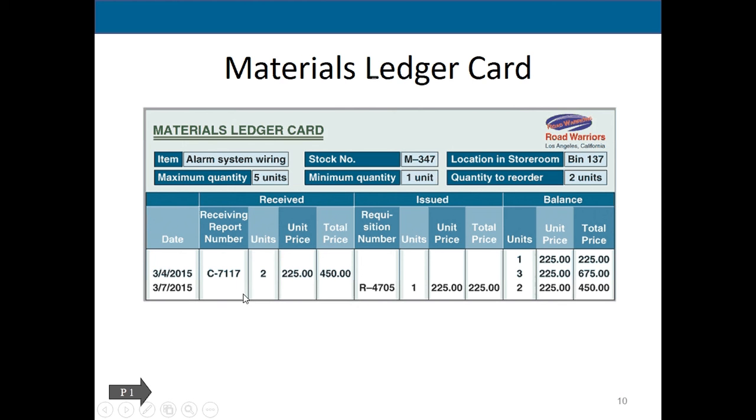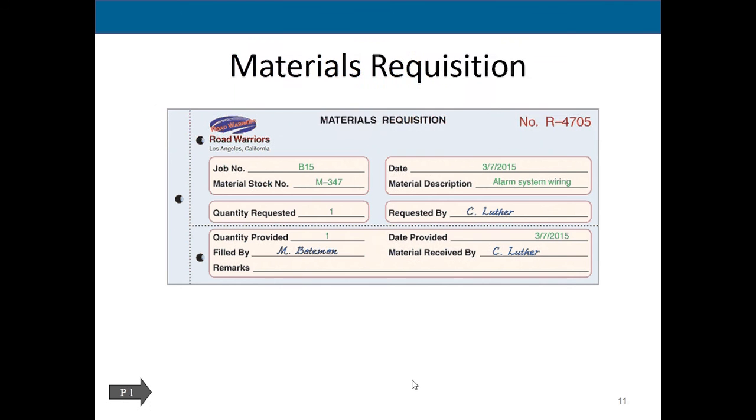But then on March 7th, someone turned in a requisition 4705 for 1 unit. Well, when they took this 1 unit out of the bin, it left them 2 units on hand, right? I mean, that makes sense. So this material ledger card is sitting in the raw material storeroom on that bin. Here's that requisition, number 4705. It was requested by C. Luther.